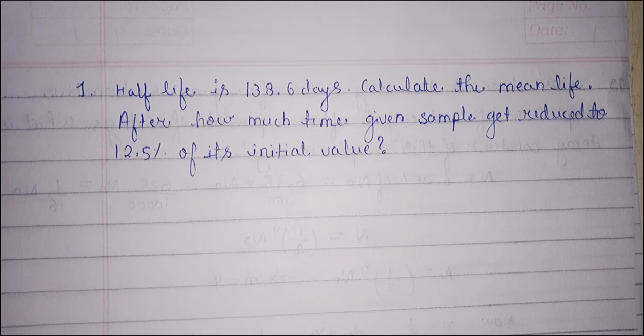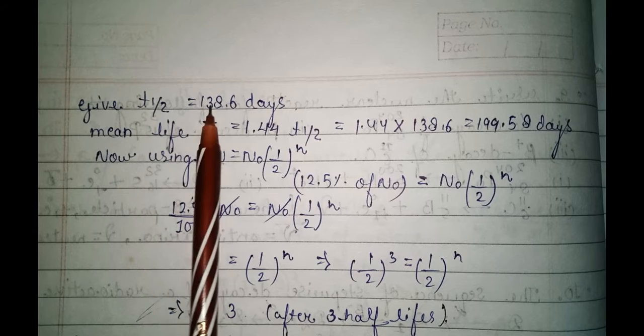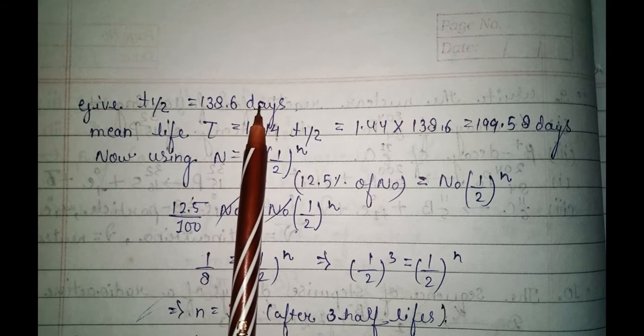In the first question, the half-life is given. We have to calculate the mean life. Also, we have to find the time in which the substance will reduce to 12.5% of its initial value. Here the half-life, that is T half, is given as 138.6 days.